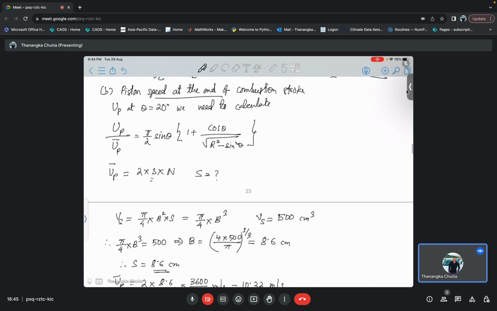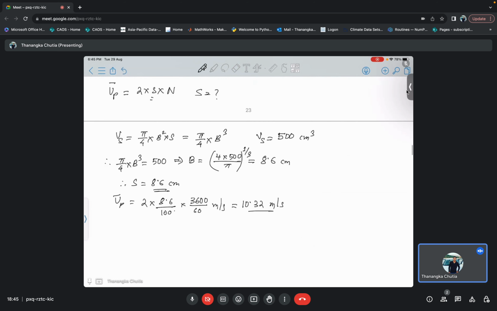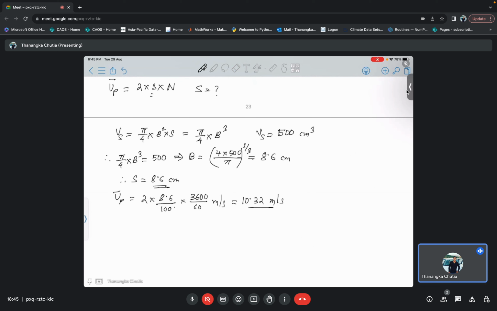Now you already have theta, so you just need r. We know r is equal to small r divided by a. Small r is the length of the connecting rod, which is given as 16 centimeter. And a is nothing but s divided by 2. You have s, so that is 8.6 divided by 2, that means 4.3 centimeter. So your r will be 16 divided by 4.3, and that is equal to 3.72.